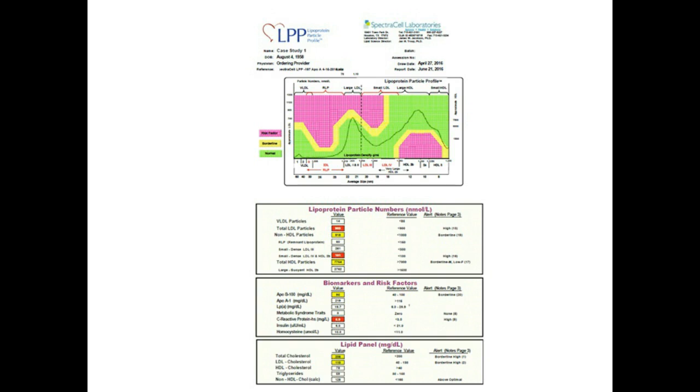But if they are to the right side of the dotted line, my advice to you is to become very aggressive with this person in regards to therapy and try to lower that as fast as you can, because they're at a much higher risk than individuals to the left of that dotted line. And once again, we'll talk about some of the therapeutic approaches for that.